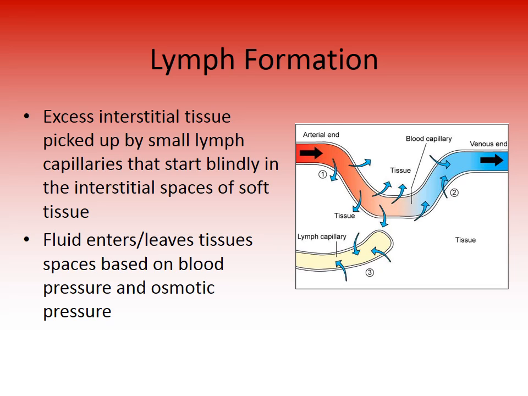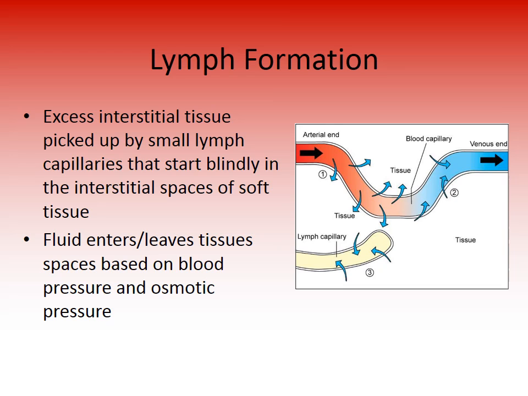So, lymph formation. Excess interstitial tissue fluid is picked up by small lymph capillaries that start blindly in the interstitial space of soft tissues. Fluid enters and leaves the tissue space based on blood pressure and osmotic pressure.